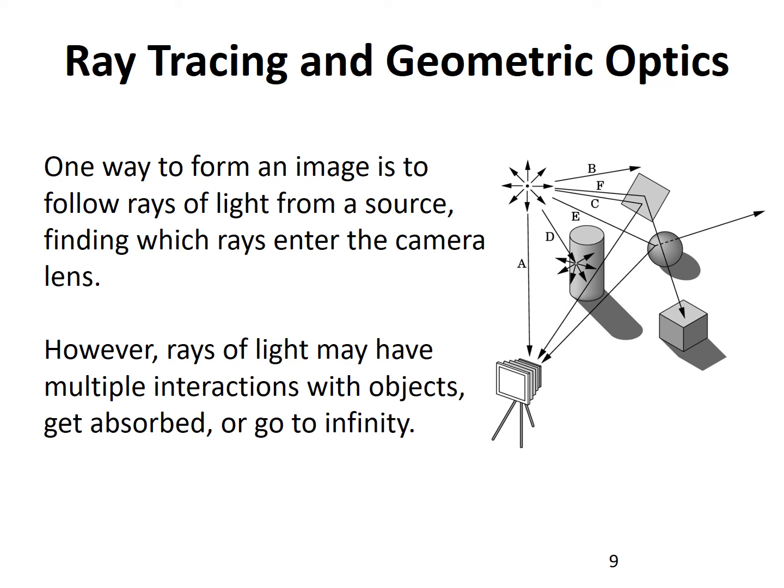However, rays of light may have multiple interactions with objects. A ray of light may start from a source, hit this object, then go in this direction, hit another object, and before it enters the camera or the lens, it might interact with multiple objects. Similarly, it could get absorbed by an object or it could get occluded by an object. It can also go to infinity. To summarize, not all rays of light enter the camera lens, and not all rays of light come after a single interaction with an object. Multiple interactions and rays of light going to infinity make ray tracing a complicated process.